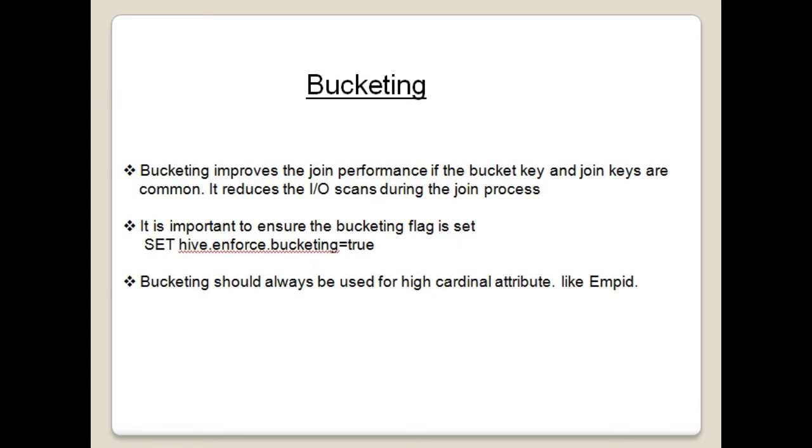Next is bucketing. Bucketing is one more method to distribute my data across the cluster. Bucketing improves the join performance if the bucket key and join keys are common. It reduces my IO scan during the join process. So friends, if my table is bucketed and I am applying a join operation on the same key on which I have bucketed my table, then this is really high optimization, because it will reduce my IO operations, which ultimately reduces my seek time and the network traffic.